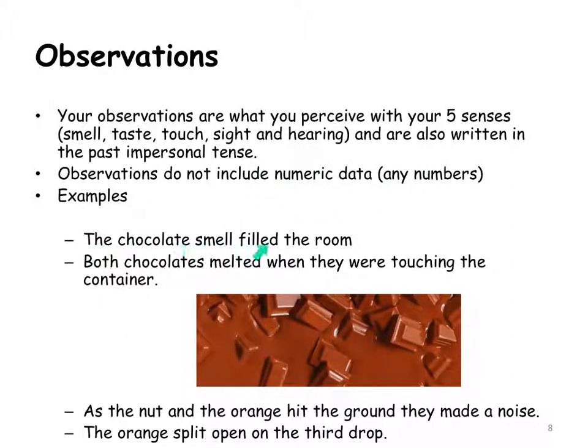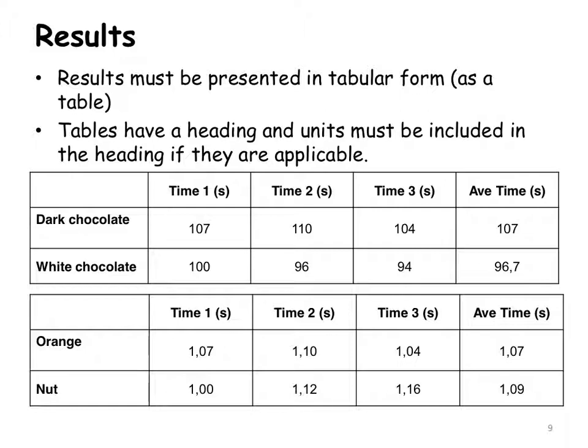So something like the chocolate smell filled the room, both chocolates melted when they were touching the container, the nut and the orange seemed to make a noise when they hit the ground, the orange split open. Some of them may land up being relevant, some of them not, but they are all your observations when you do the experiment. Then you put your results in a table, and your table needs to have a heading, and these two don't really have a heading, so that's a bit of a problem. Time taken for white and dark chocolate to melt, time taken for a nut and an orange to fall to the ground. Time 1, time 2, time 3, average. Notice my units are in the heading of the table each time.